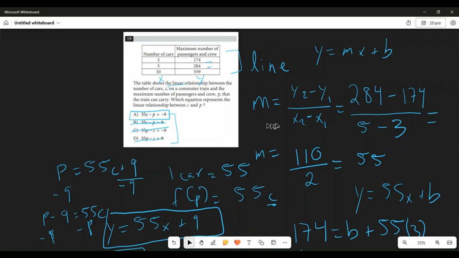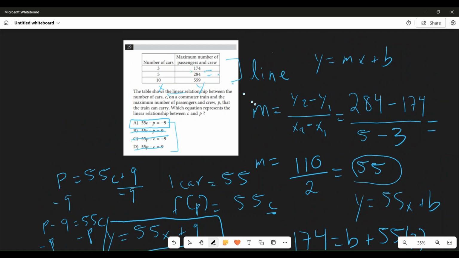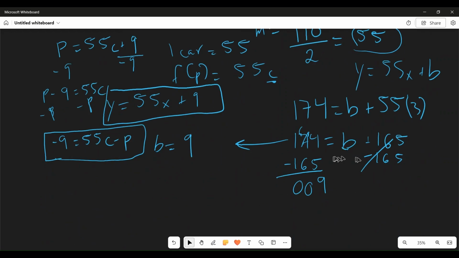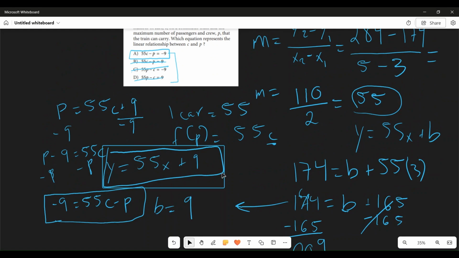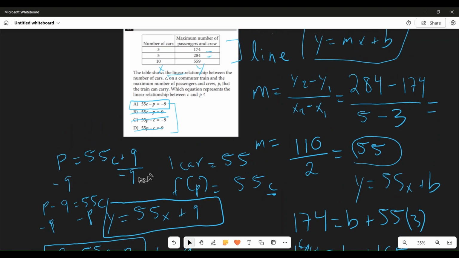Then we figured out the slope based on taking two points, or two pairs of values from the table, and then figuring out the slope. Once we had the slope, all we did after that was basically plug into the equation of a line in slope-intercept form, right? Y equals mx plus b. We plugged in a value of x and y, which we chose this one, and then we were able to solve for the y-intercept, which gave us this equation. Once we had this equation, we were able to rewrite it in terms of p and c and then find the right answer choice, right?